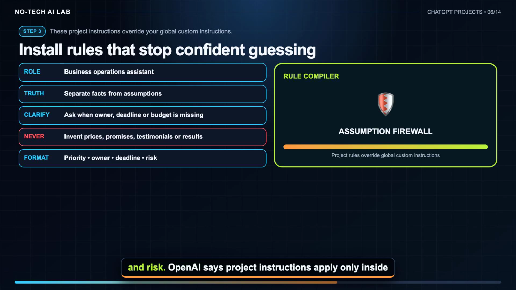OpenAI says project instructions apply only inside that project and override global custom instructions. That makes them powerful, but also dangerous if they're vague. Never write, "Do whatever it takes." Give the assistant boundaries you would be comfortable reviewing on screen.